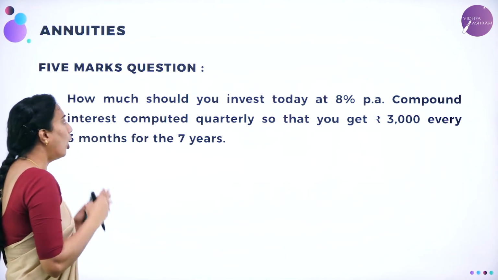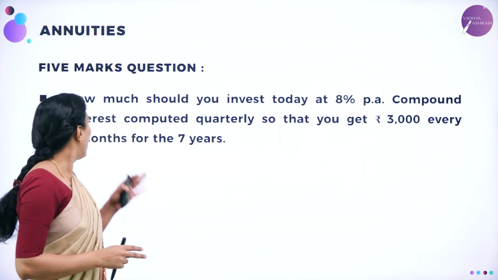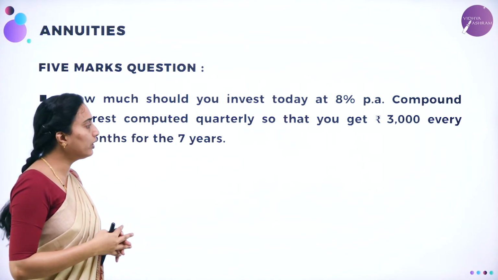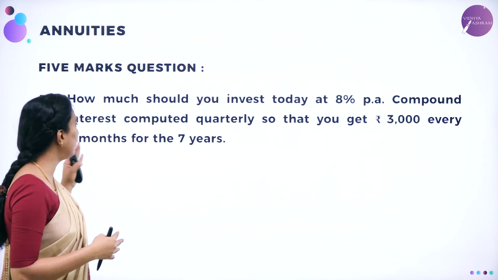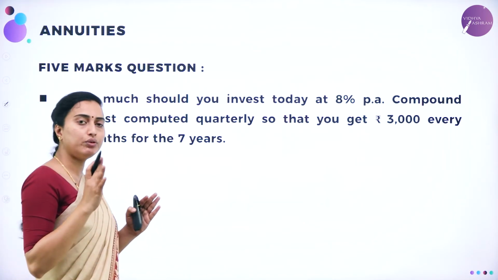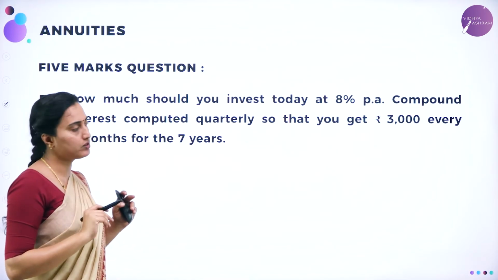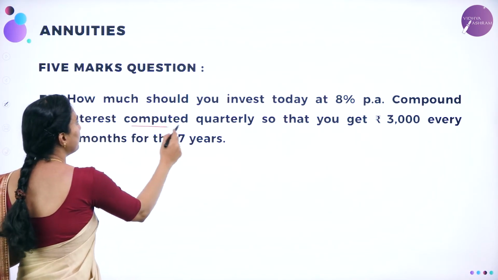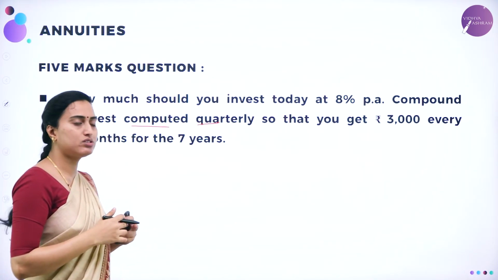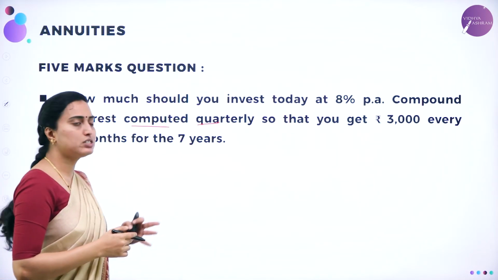What they've asked: how much should you invest today at 8% per annum, compound interest computed quarterly, so that you get rupees 3,000 every 3 months for 7 years. Here you need to calculate how much should you invest at 8% per annum, that means the present value. The rate of interest is 8%, compound interest computed quarterly, so that you should get rupees 3,000. That means the immediate amount they have given is rupees 3,000 every 3 months for 7 years.